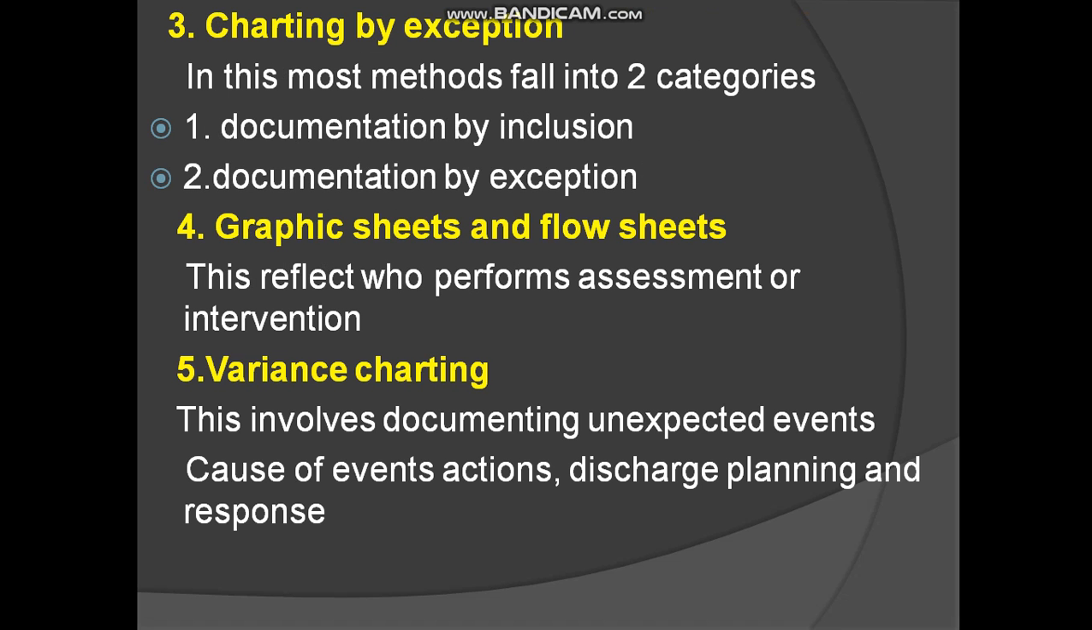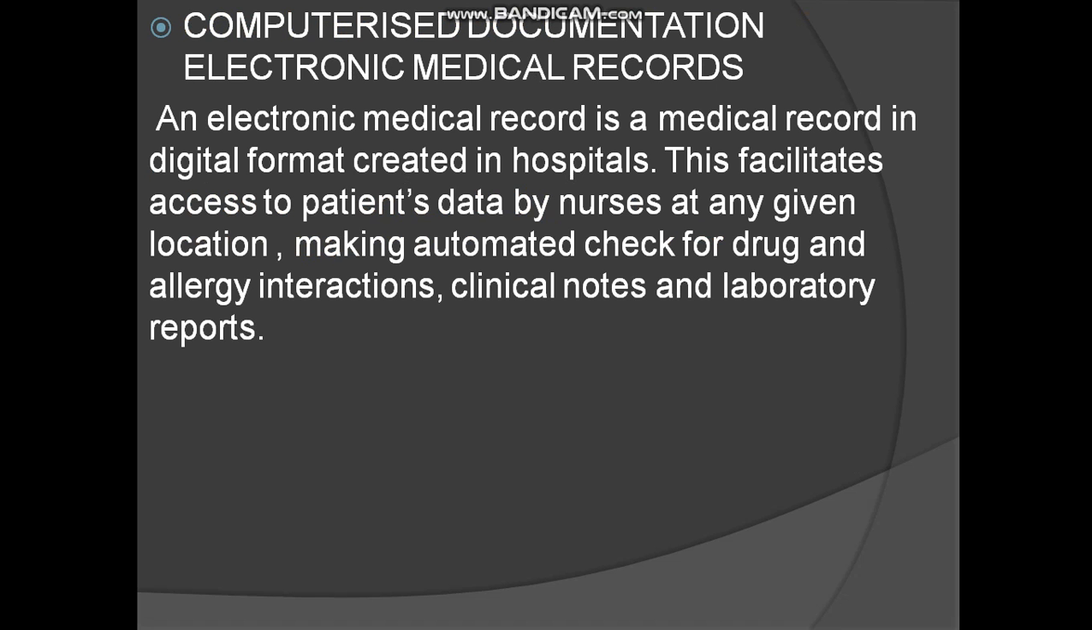The third one is charting by exception. In that there are 2 categories: documentation by inclusion, documentation by exception. Then graphic sheets and flow sheets. Then variance charting. Second one is computerized documentation. It is electronic medical records.